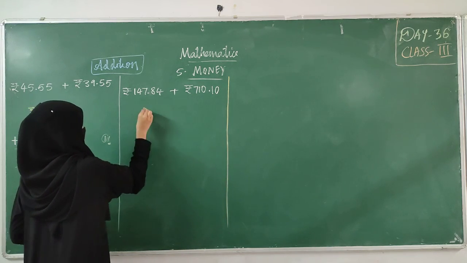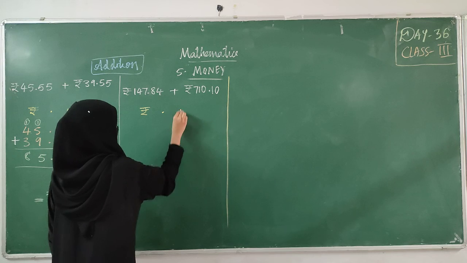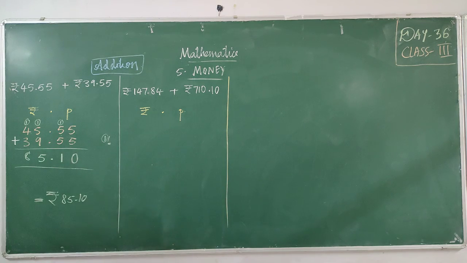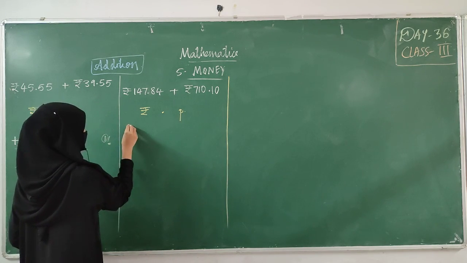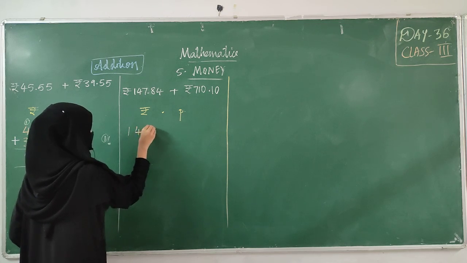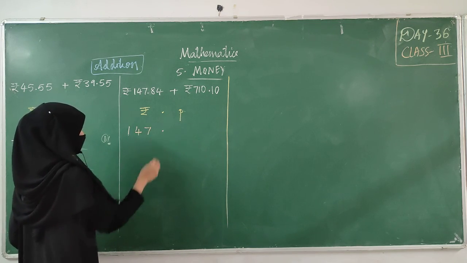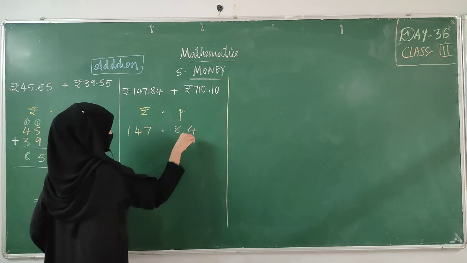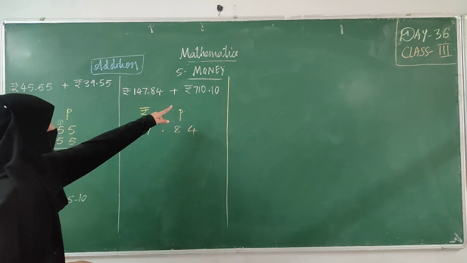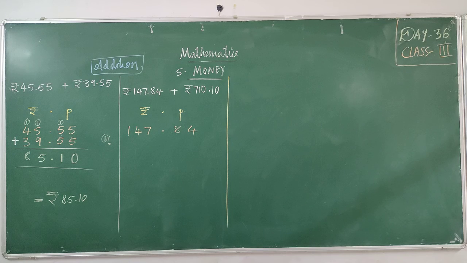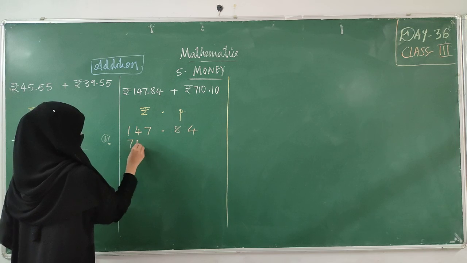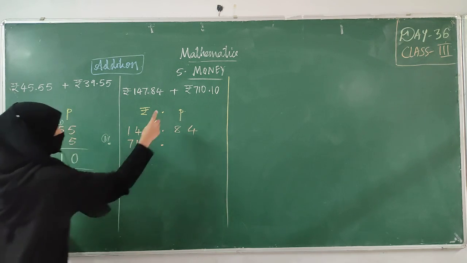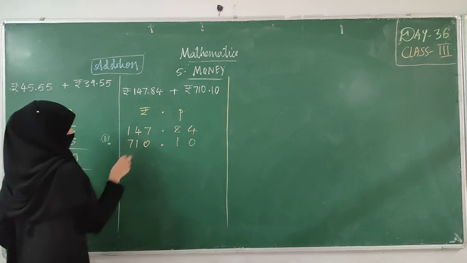Put a rupees column, keep a space, put a dot, put a paisa column. Now, substituting the values. Here we have a 3-digit number, so every digit will be one below the other. 147. Then a dot is there. Then the paisa column, 84 paisa. Now here, in the next question, you have 710. 710 dot 10 paisa. Dots below dots, this below this.